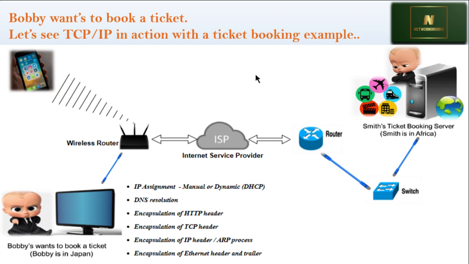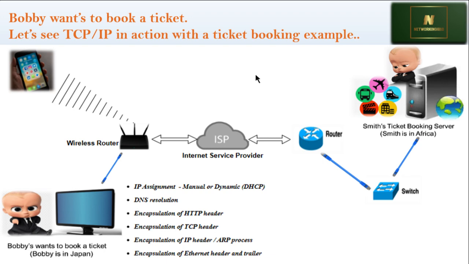Basically, there were two queries done by Bobby's machine. First one was DNS resolution to get the destination IP address to be populated in the IP header. Secondly, once the destination IP address was identified, the destination MAC address can be fetched using the ARP protocol. We will discuss the ARP protocol in depth in the upcoming videos.